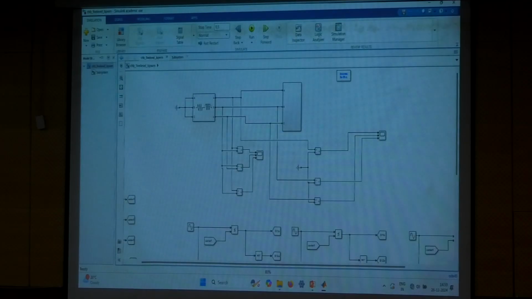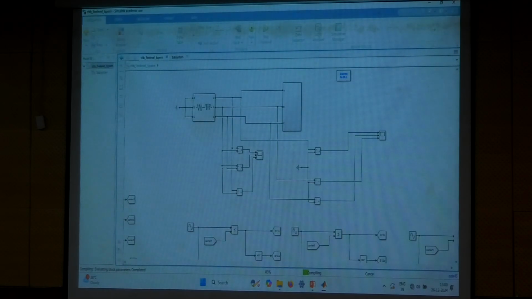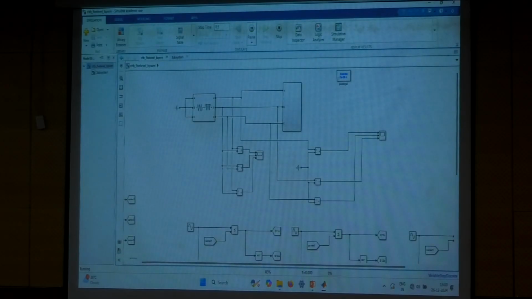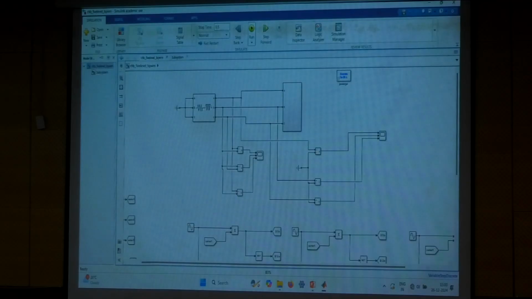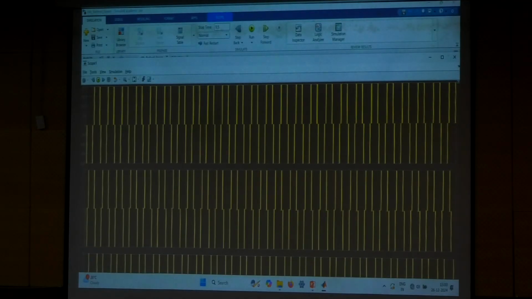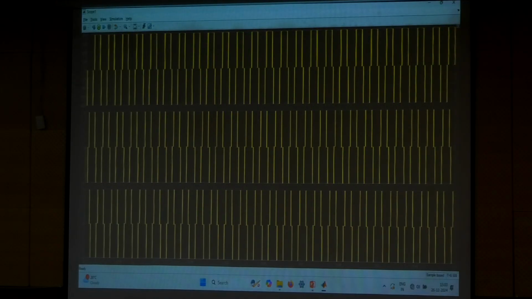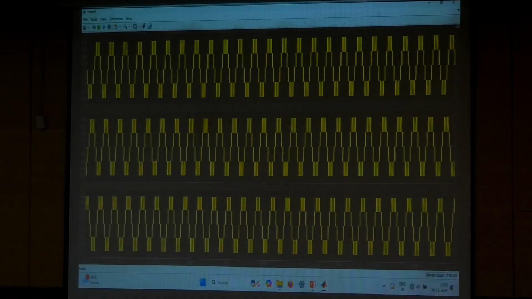load. This is just an open loop one, right? I connected an RL load here. I will run this. Running. Yeah, it's running. And I am measuring the phase voltage and the line voltage. So this one is the phase voltage. You can see that, right?